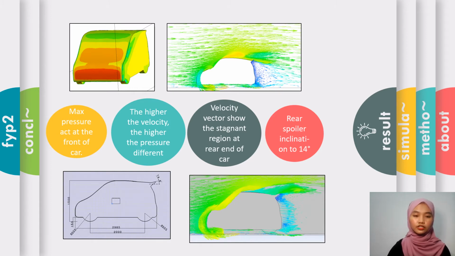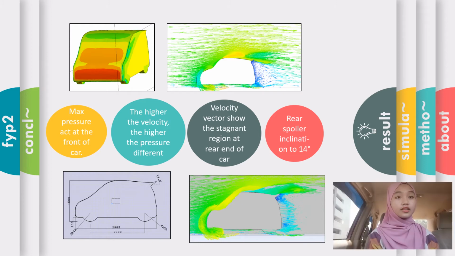The third picture shows the dimension of the rear spoiler inclination, which is 14 degree. After simulation, the results show the turbulence distributes uniformly at the rear end of the car. It gives a good result for the car design.